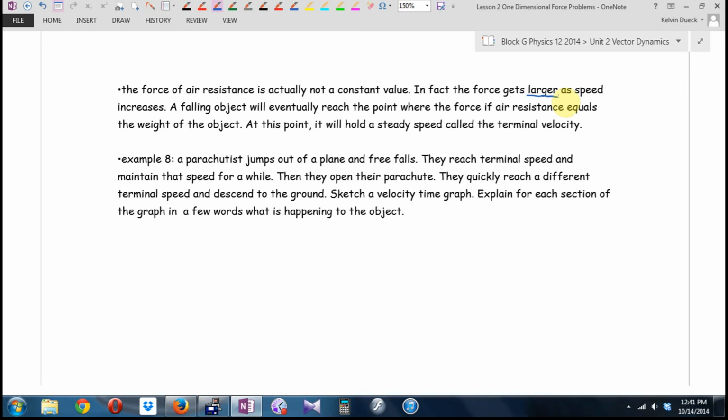A falling object will eventually reach the point where the force of air resistance equals the weight of the object. At this point, it reaches what we call terminal velocity.